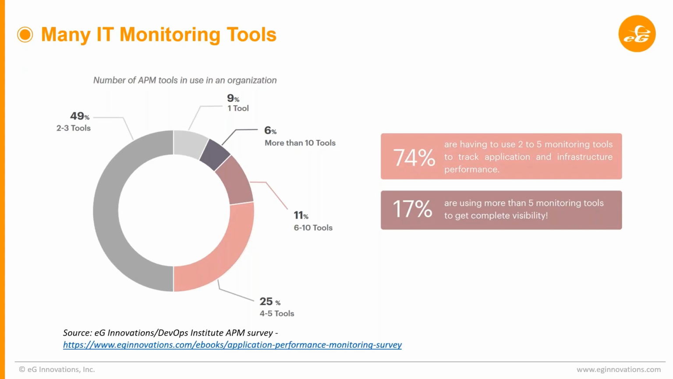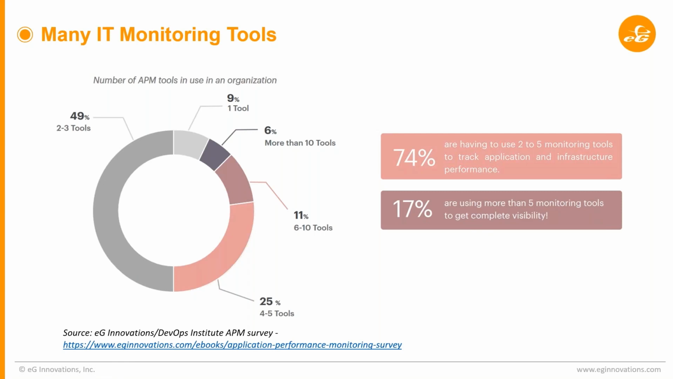The chart that I pulled up on my screen is from a survey that EG Innovations did with DevOps Institute. You can see the link to the survey. We surveyed about 600 plus IT professionals. And what we found when we asked them how many tools they are using was that 74% of our respondents were using at least 2 to 5 monitoring tools to track application performance. 17% were using more than 5 monitoring tools to get complete visibility.